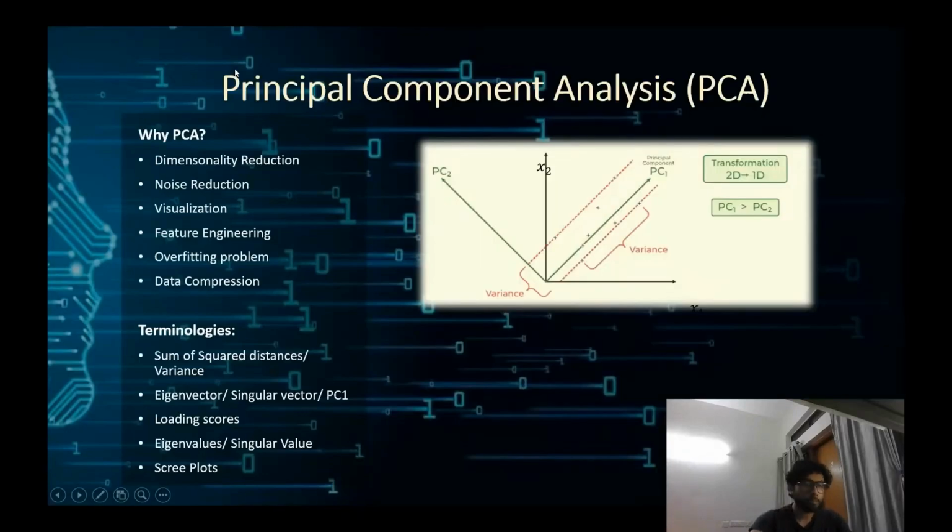Okay, PCA. So this stands for principal component analysis. So why do we need principal component analysis? These are the reasons. First is dimensionality reduction. So you have like 100 dimension data, right? So you have to reduce it to lower dimension. Why do you need to reduce it? It can help you visualize better. It can get rid of redundant dimensions, okay, and so on.